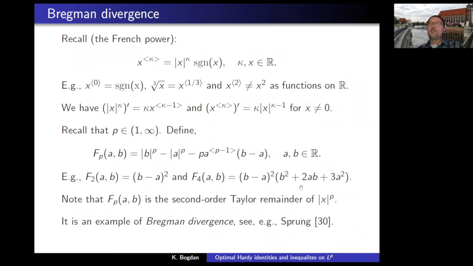It's like b squared plus a squared, really. Okay, so this is an instance of Bregman divergence, which is a popular topic in statistics, machine learning, and some such considerations, and probability as well. And I think it's useful to consider this on LP spaces.